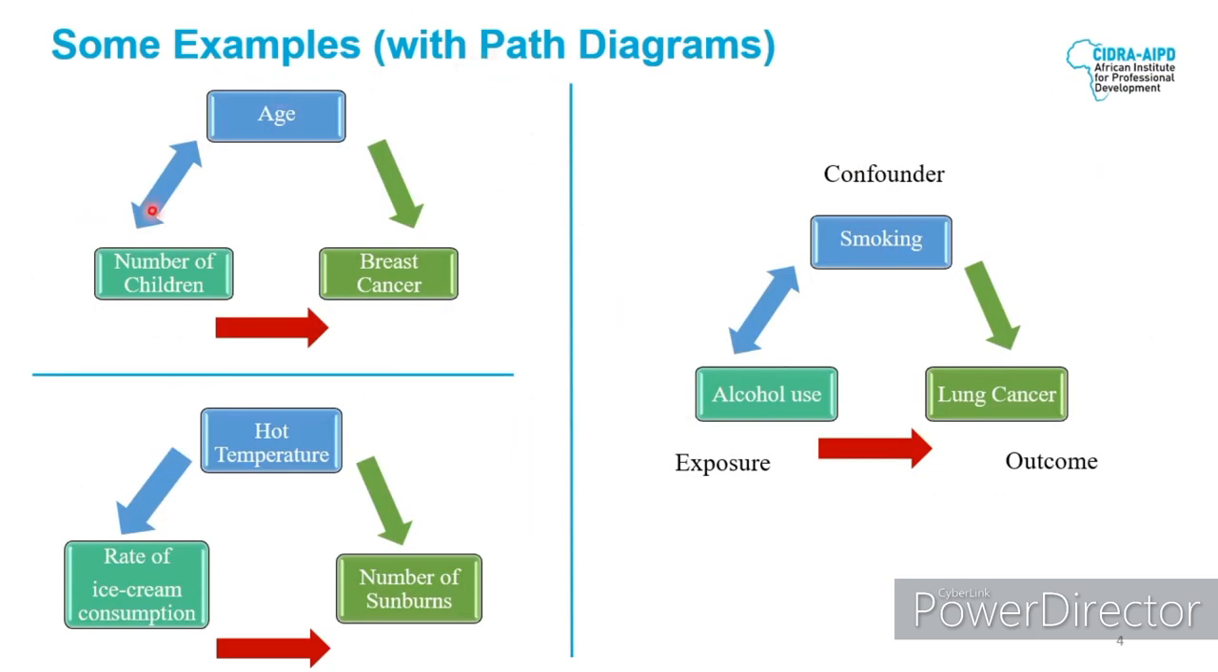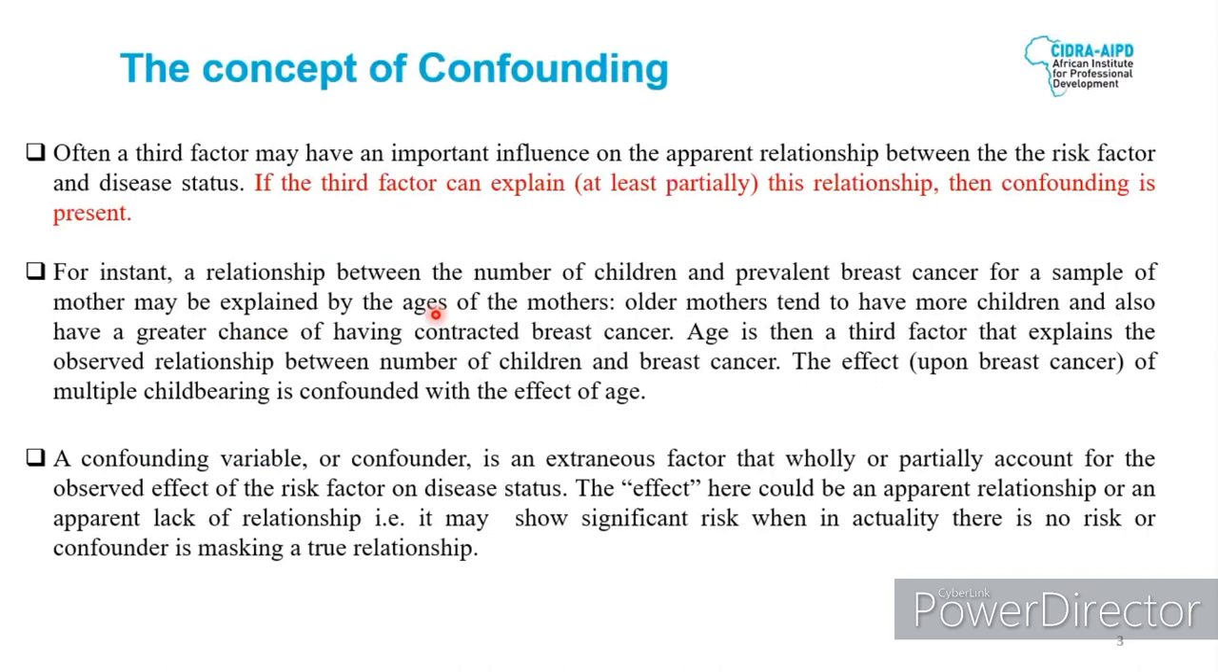Let us look at this path diagram for a better understanding of this example. If we see that there is a relationship between the number of children and breast cancer, we have to also take into account the confounding factor age, because the number of children is actually not directly associated with breast cancer. Older people tend to have more children, and older people also tend to contract breast cancer. Hence, age is the confounding variable, number of children the risk factor, and breast cancer the disease status.